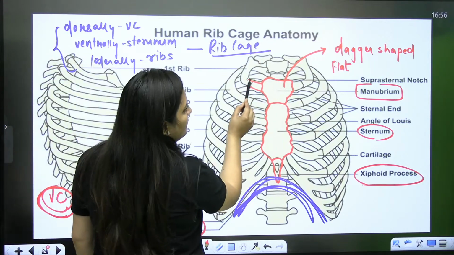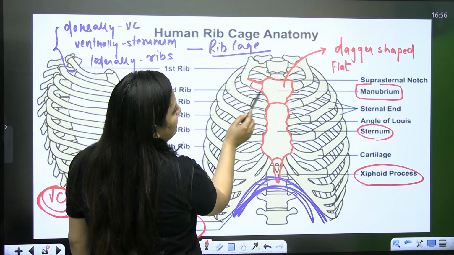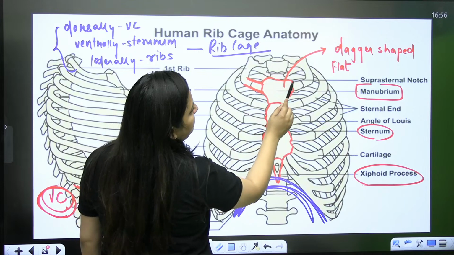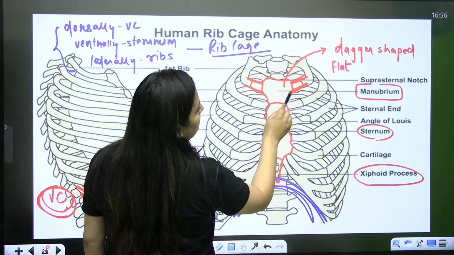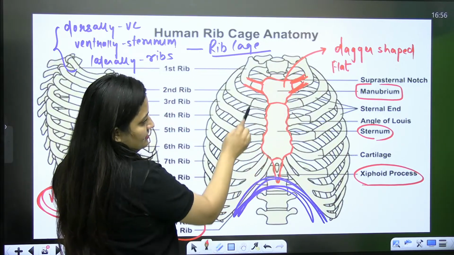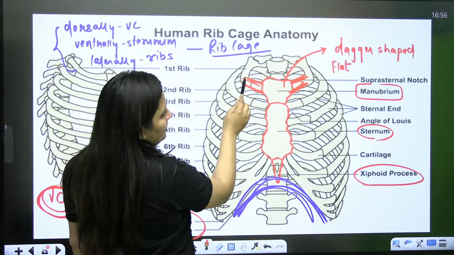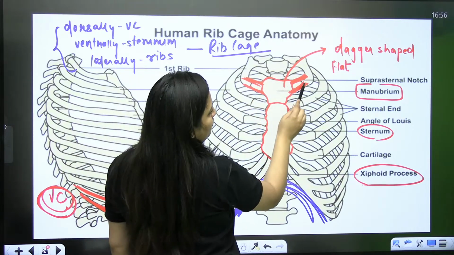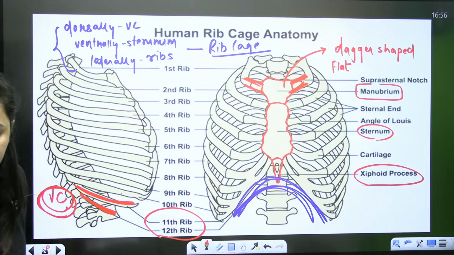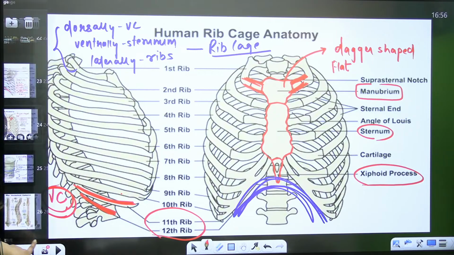So to this manubrium, the first pair of ribs is attached. All the remaining pairs are attached to the main body, but only one pair is attached to the manubrium, the first pair. This is also something you should notice.